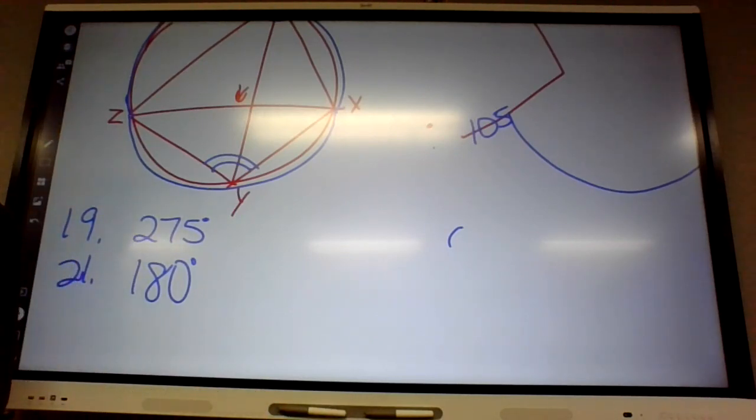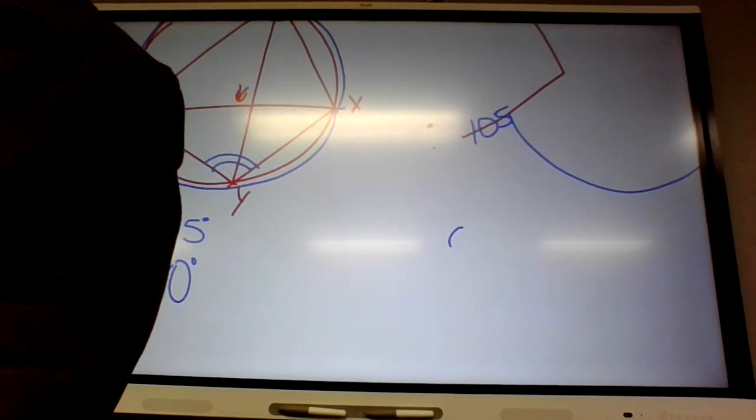Well, yeah, some of these were pretty hard, but it looks like they're pretty much the odds. So you guys should have better luck on the evens.